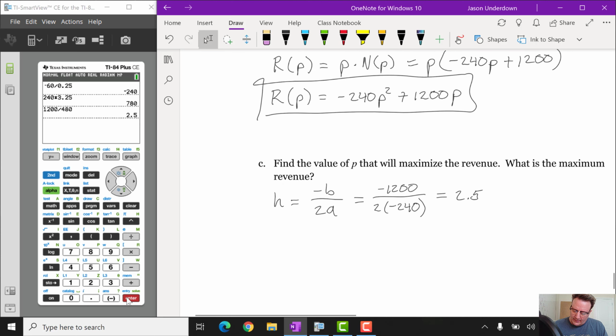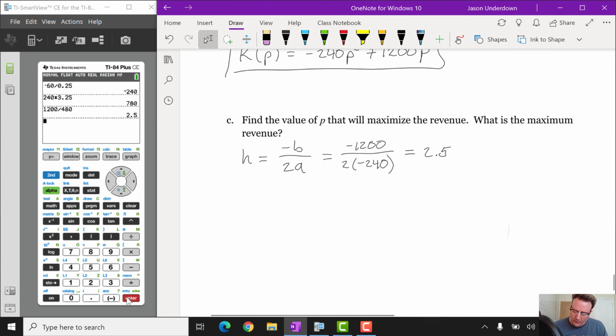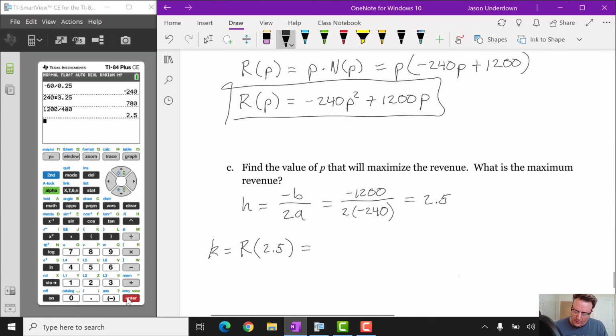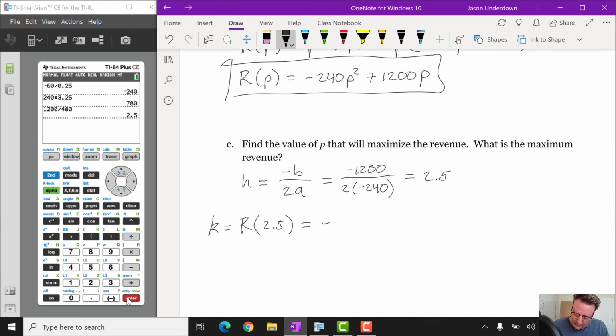And it also asks us to find what is the maximum revenue. So what we need to do now is compute the revenue at h equals 2.5. And this will give us our k. So h is the value of P, which is 2.5. So at a price of $2.50 per latte, we will maximize revenue. And the revenue will be equivalent to this expression.